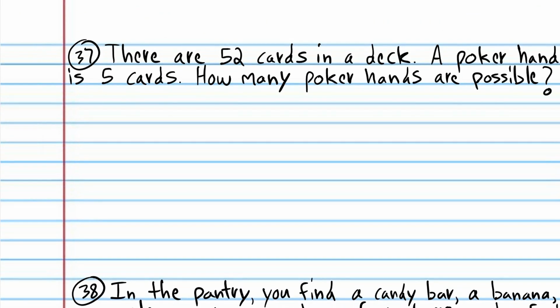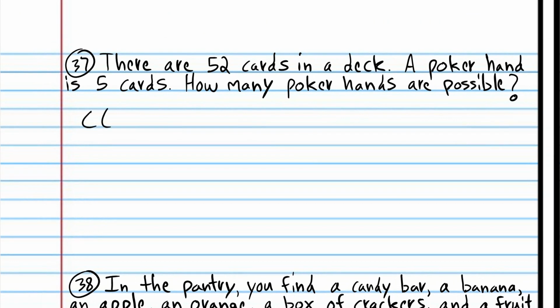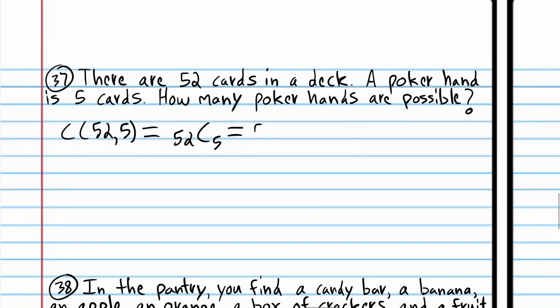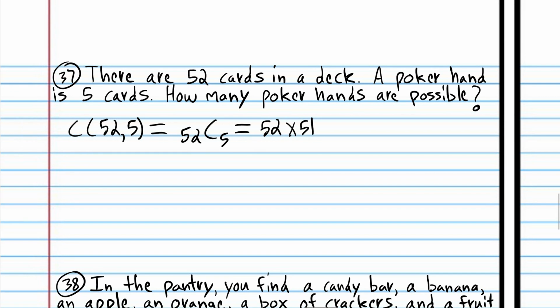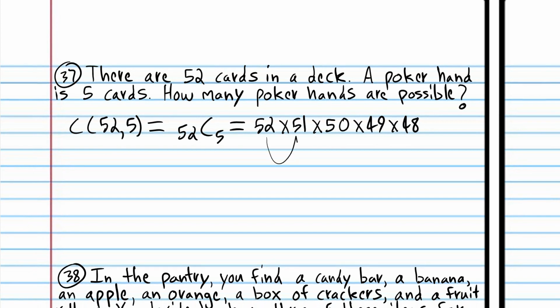All right, we're back. So this is going to be C52, 5, 52C5. We have 52 options for the first card. We're not allowed to choose a card more than once, so we have 51 for the second choice, 50 for the third choice, 49 options for the fourth choice, and 48 options for the fifth choice. 1, 2, 3, 4, 5.